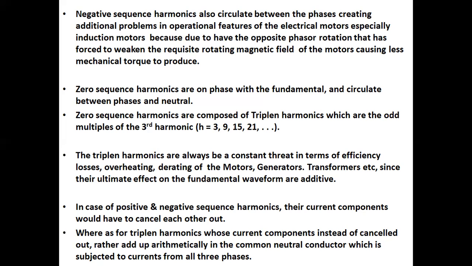In case of positive and negative sequence harmonics, their current components would cancel each other out. Whereas for triplen harmonics, whose current components instead of cancelling out rather add up arithmetically in the common neutral conductor, which is subjected to currents from all three phases.